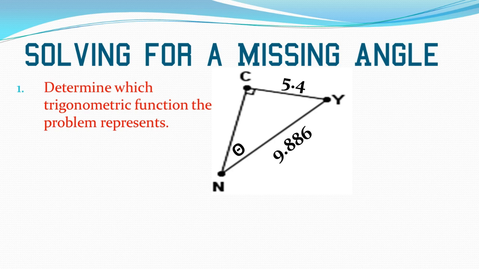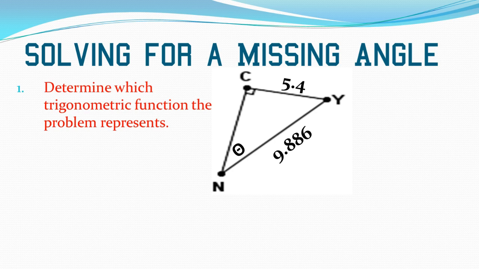It helps if you put yourself in the perspective of that angle. Imagine you're standing on that triangle. To your left-hand side, you see line segment CN. That's not labeled, so it's not important. Across the triangle, far out of your reach, is line segment CY. That side is 5.4. It's opposite.